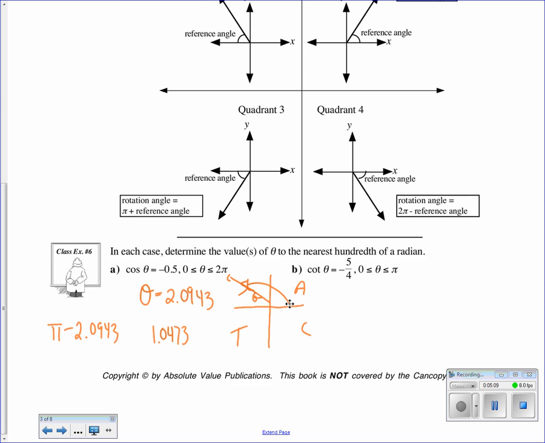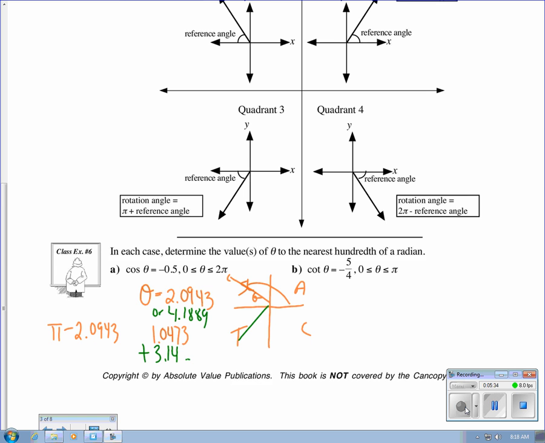Cosine is negative down here in quadrant number 3. So I get to add pi to that, add 3.14, etc. So plus pi gives me my other answer. So theta could be 2.0943 or 4.1889. And now I see I went a little crazy on hundredth or thousandth or whatever. So we really only needed 2 decimal places.